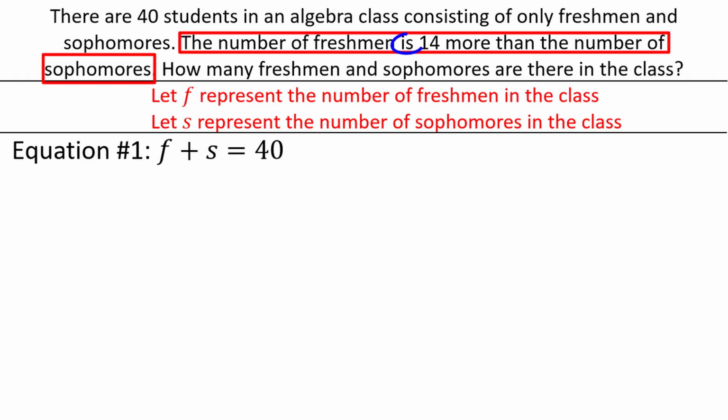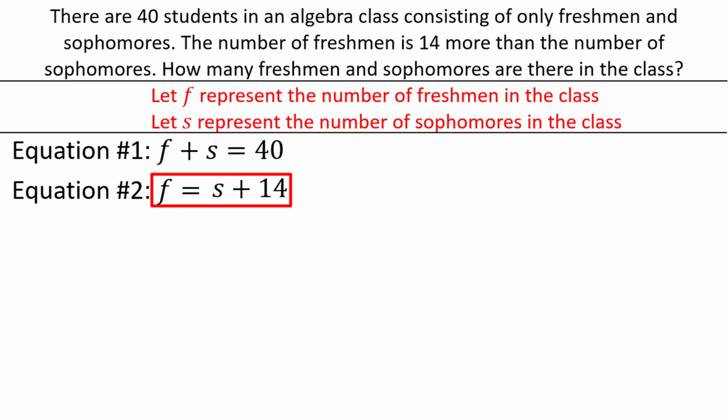Oftentimes, the word "is" in a word problem represents an equal sign. So we have F is equal to, for "the number of freshmen is." We are told that the number of freshmen is 14 more than the number of sophomores. S is the number of sophomores, but the number of freshmen must be 14 more than that. So we have F is equal to S plus 14. We notice that the second equation is already solved for F, which indicates that this problem can be solved by substitution. We can substitute the expression S plus 14 for F in the first equation.